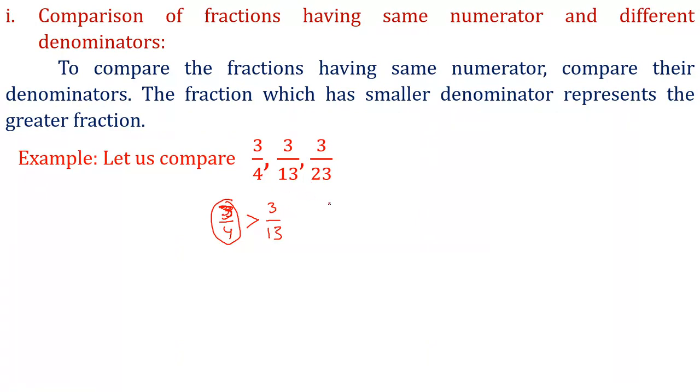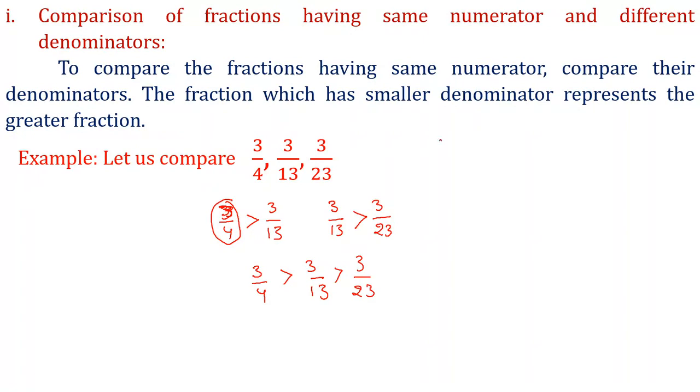And if you take 3 by 13 and 3 by 23, the numerators 3 are equal and 13 is less than 23. Therefore, 3 by 13 is greater than 3 by 23. So from these you can write the conclusion: 3 by 4 is greater than 3 by 13, which is greater than 3 by 23. Like this, you can compare directly just by seeing the values of the denominators. The fraction in which the denominator value is less is greater than the remaining. Okay, so like this you can compare the given fractions.